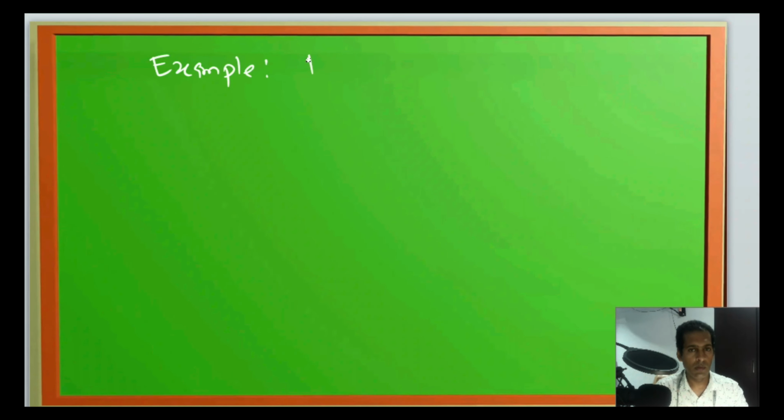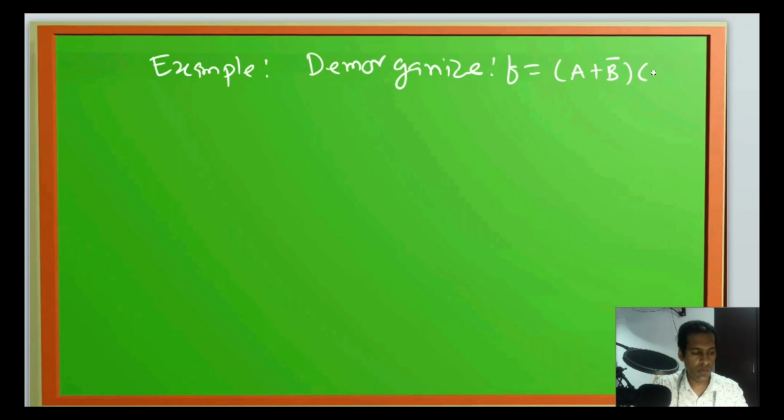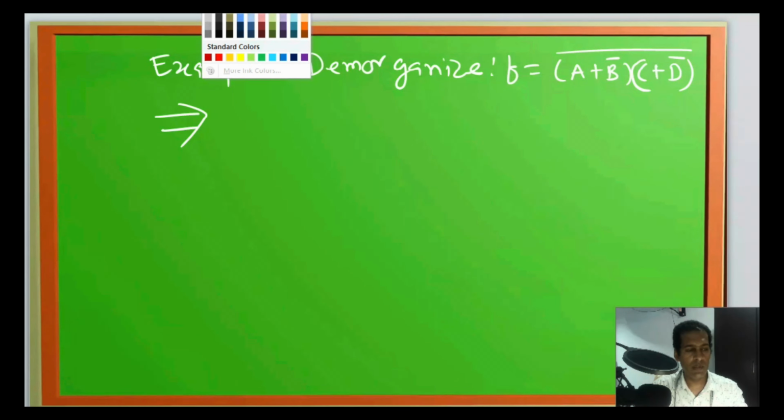Example: De-Morganize the function f equal to (a plus b bar)(c plus d bar) whole bar. Okay, now let us check the solution. What we have to do is de-Morganize, so we'll see how to do that.